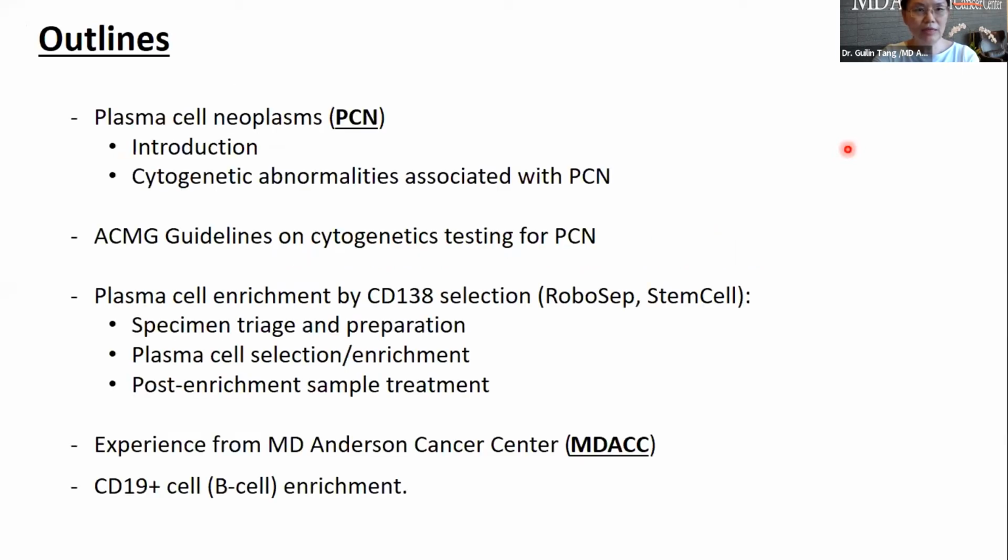So this is my talk, the outline. I'm going to talk a little bit about the plasma cell neoplasm and then cytogenetic abnormalities associated with the plasma cell neoplasm, and then the guidelines for the cytogenetic testing. And then, of course, I'm going to focus on the plasma cell enrichment and then the experience from the MD Anderson Cancer Center. And then I'm going to touch base on the CD19 B-cell enrichment.